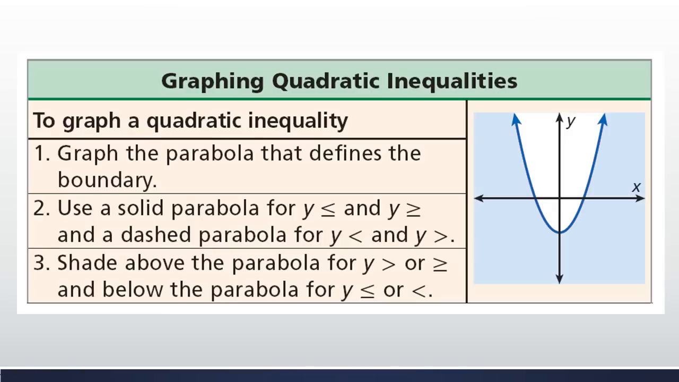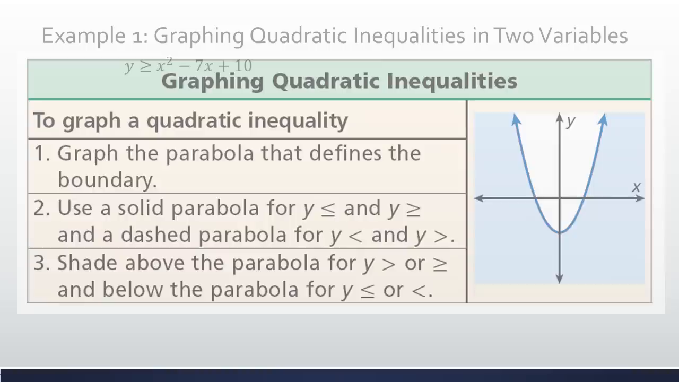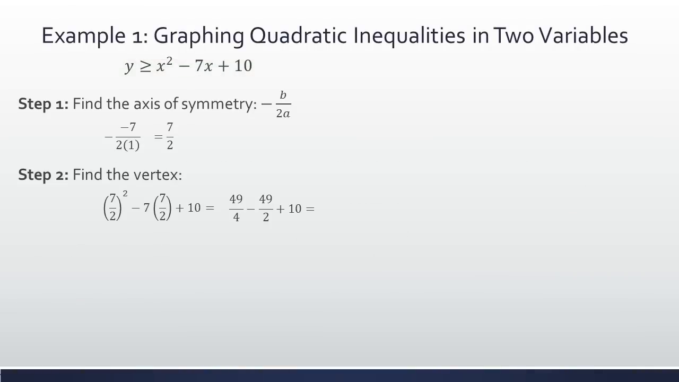And then you're going to shade above the parabola for anything that's y is greater than or equal to, and then below the parabola for y is less than or y is less than or equal to. So same concept as what we were doing with linear. This stuff, like I told you, what I taught you before, you will be using again, at least in this course. So let's look at the first example.